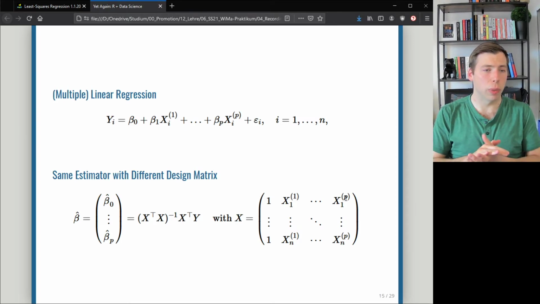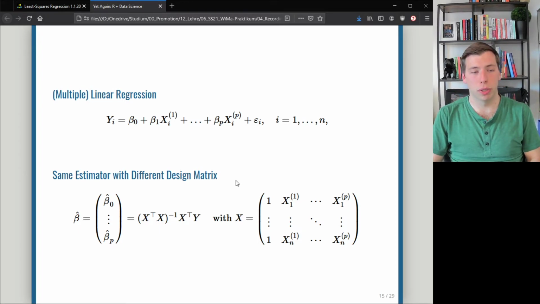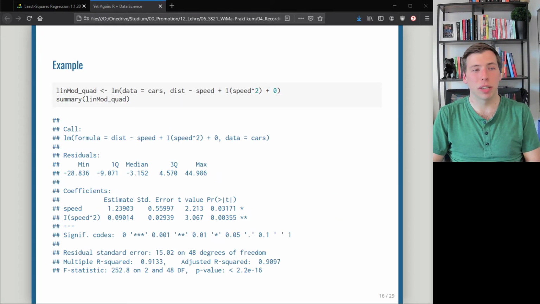I think I forgot to mention that X is called the design matrix. This is usually how you refer to it. But the point is it's basically always the observed predictors in the columns, and then for the intercept you will need a column full of ones. That's the design matrix. And with that and this equation, you can easily estimate the parameters even for multiple predictors. And of course, again, you don't have to do this by hand. You can simply let R do its thing.